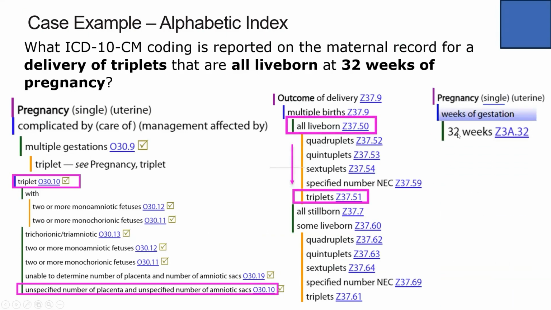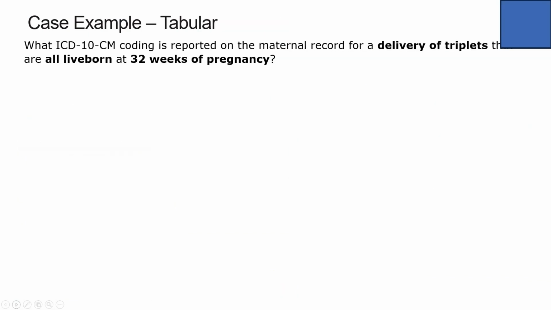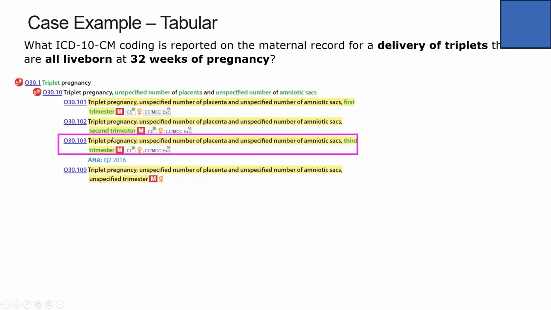And here we are at 32 weeks. So that's Z3A.32. Now let's see what this looks like in the tabular. In the tabular, we have our triplet pregnancy with an unspecified number of placenta and unspecified number of amniotic sacs in the third trimester.